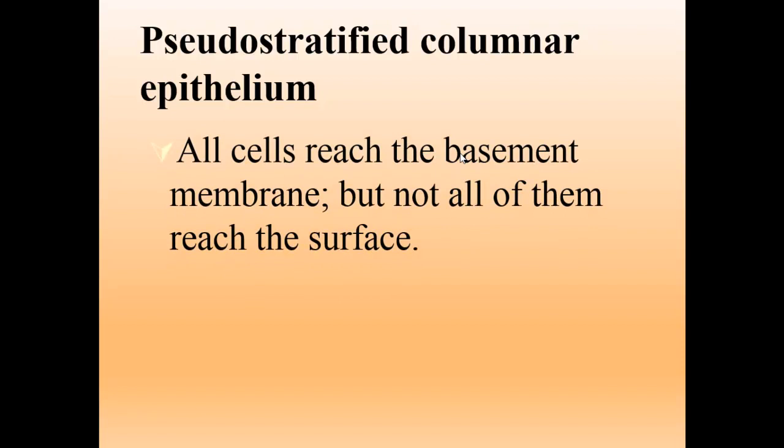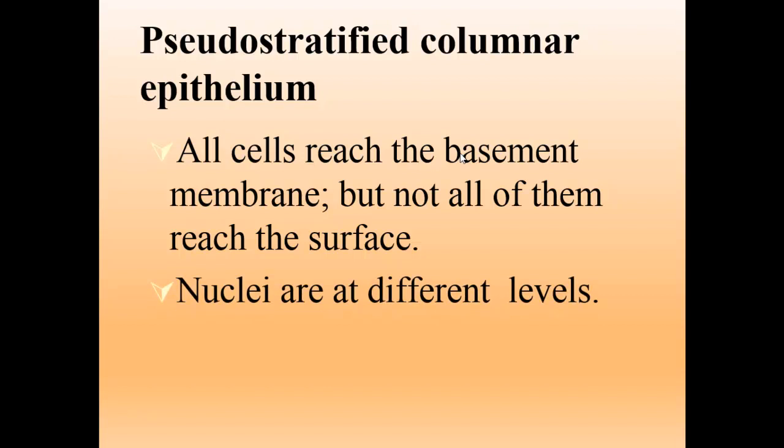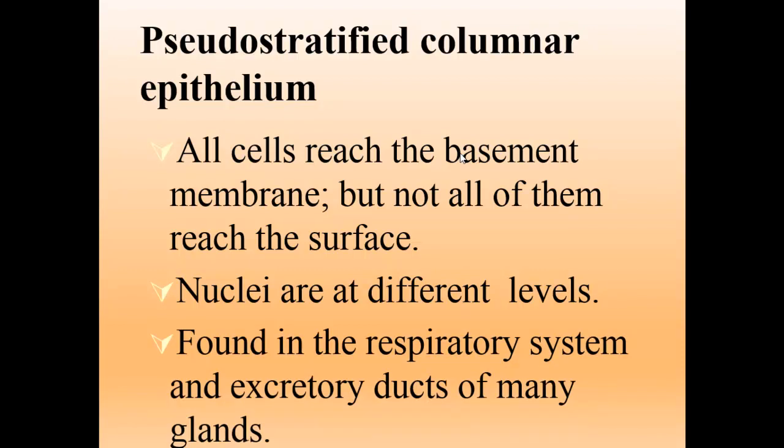What happens in this epithelium? We have cells which all reach the basement membrane. They are of different heights. Some of them do not reach the surface. They are shorter or basal cells, and others are tall cells. The nuclei, because the cells are of different height, are at different levels. A good example for this type of epithelium is the respiratory system. Sometimes we can see it in some texts the same as stratified cuboidal or columnar. But always remember, we can see it in the respiratory system, in the nose, the larynx, the trachea, bronchi, and so on.